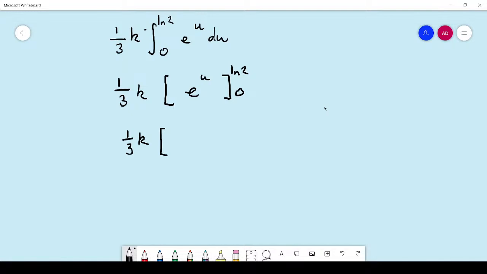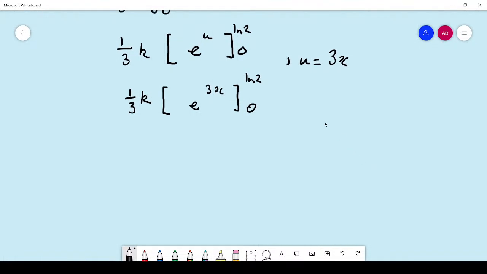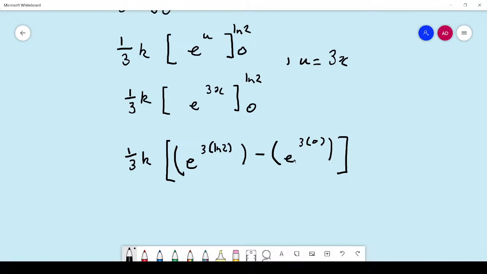And at this point we can sub back in because we know that u equals 3x. So we'll have e^(3x) between ln 2 and 0. Right, so this is a definite integral between the bounds of 0 and ln 2. So at this point here, we'll just do some substitution and hopefully solve for k. So big brackets. In this first set here, we're going to sub in ln 2, open up our brackets, and we're going to subtract where we sub in 0. Looking here, 3 times 0 is 0, so e to the power of 0 becomes 1.